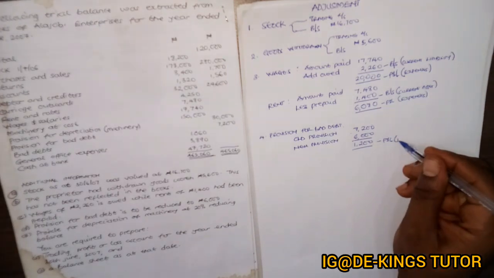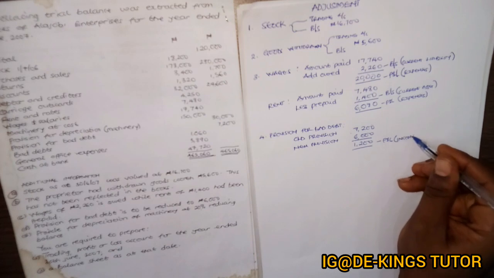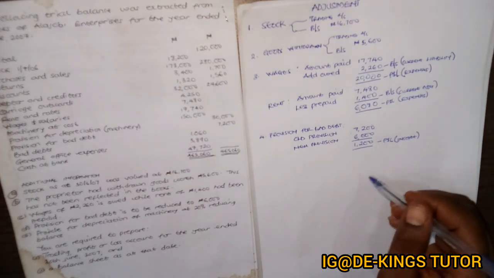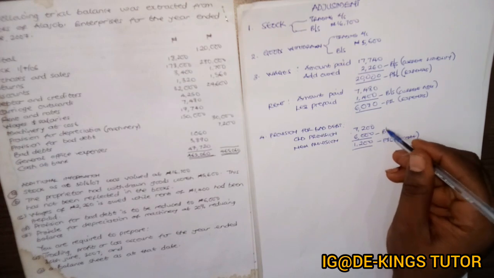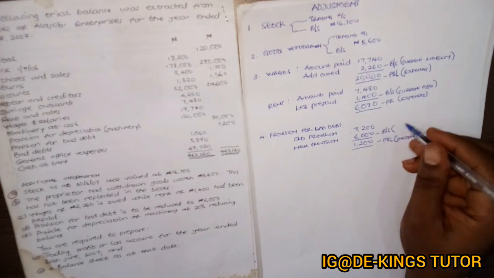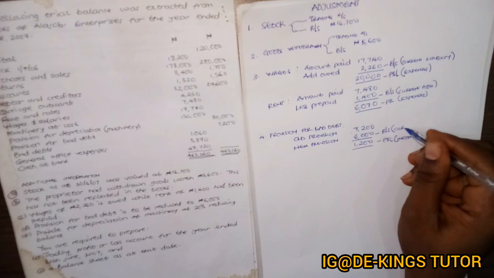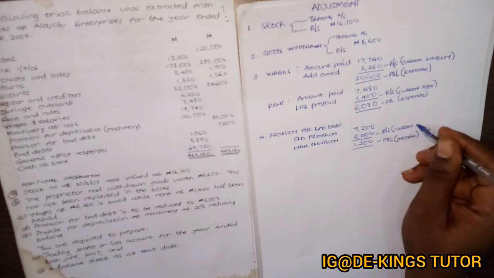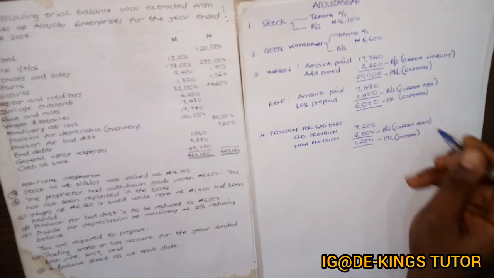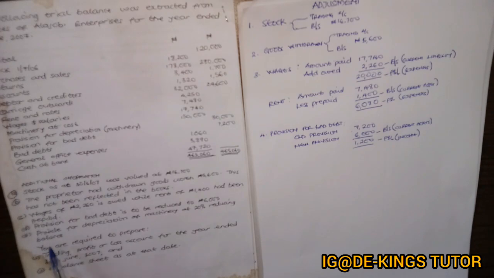I will post it as income, because it is a reduction. The new provision amount goes to the balance sheet under the current assets, where it will be used to reduce the debtors figure. Okay, so that is the provision for bad debt.